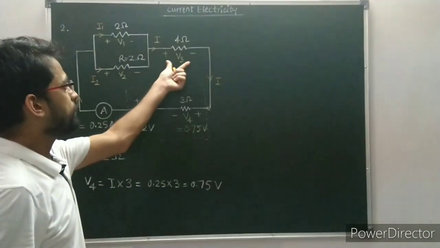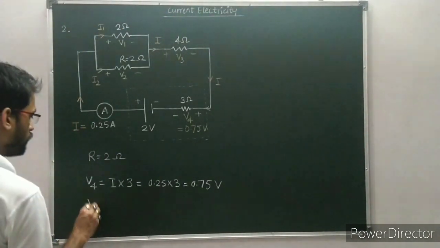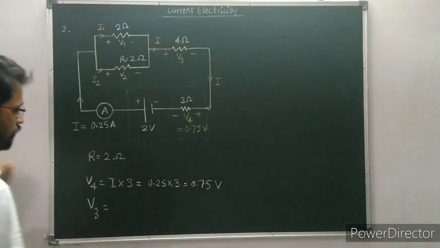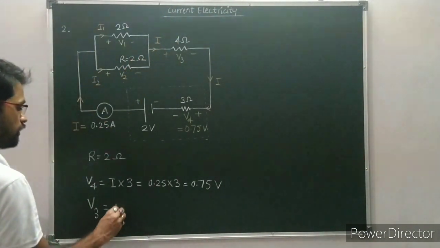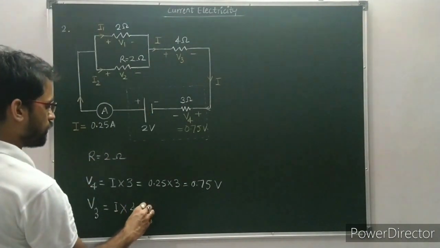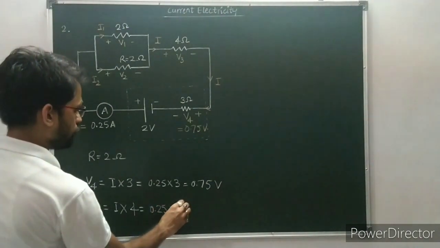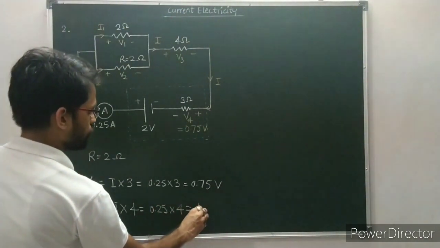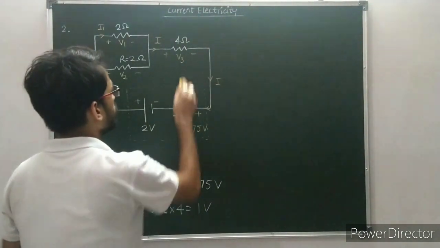Now, what is the value of V3? What is the potential difference across the 4 ohm resistance? Same way we can solve V3. Apply Ohm's law for this element. The current I into the resistance 4. I is equals to 0.25 into 4 will be equals to 1 volt. So this is equal to 1 volt.